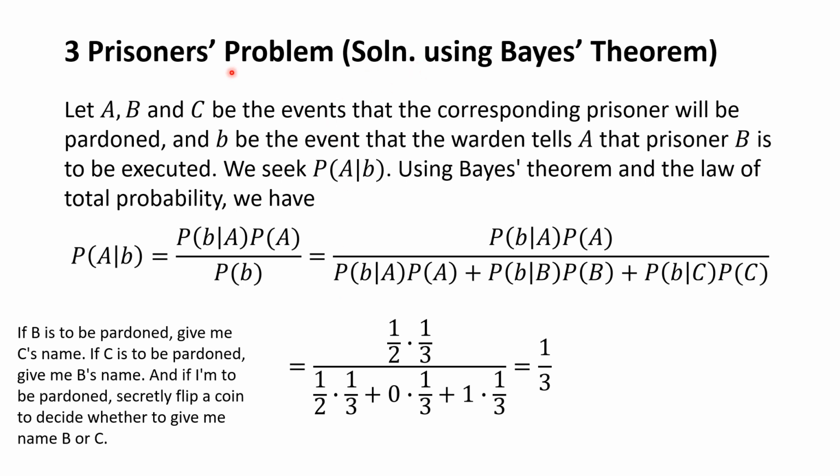Let's look at a solution to the three prisoners problem. We'll let A, B, and C be the events that the corresponding prisoner will be pardoned, and lowercase b be the event that the warden tells A that prisoner B is to be executed. And we know that to be the case. That's actually happened based on what was said in the statement of the puzzle. And what we're looking for is, what's the probability that A is pardoned given the event b, that A has been told that prisoner B is to be executed.